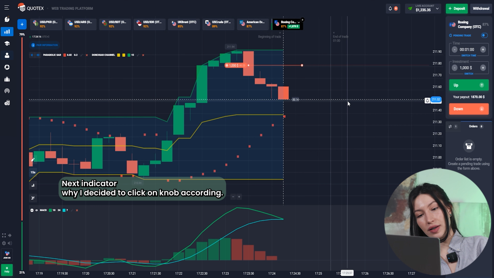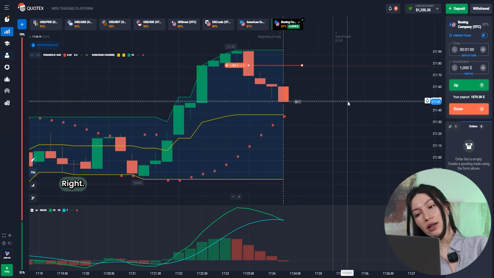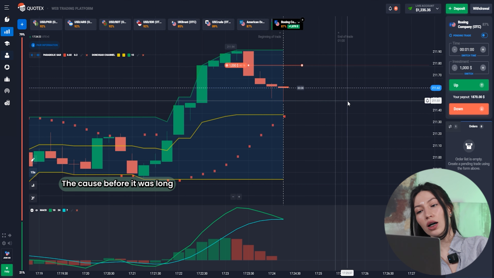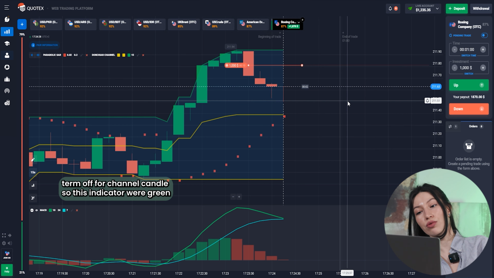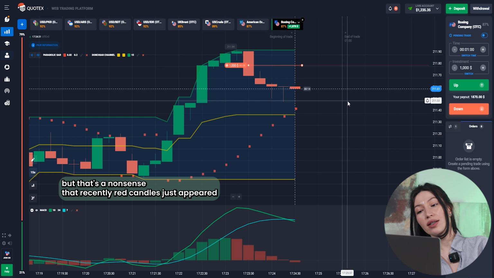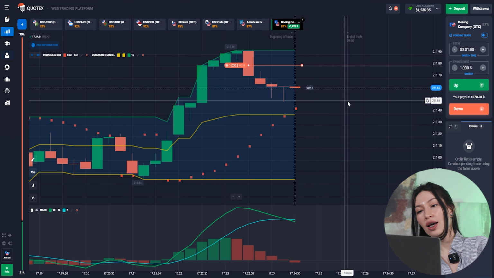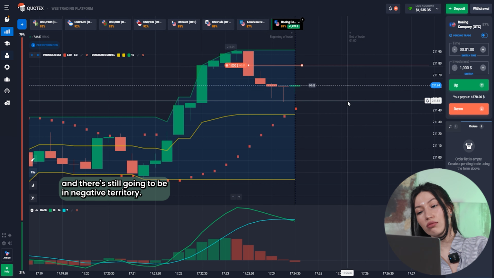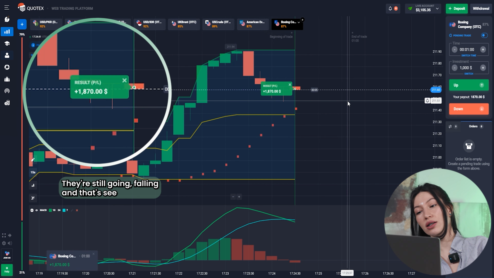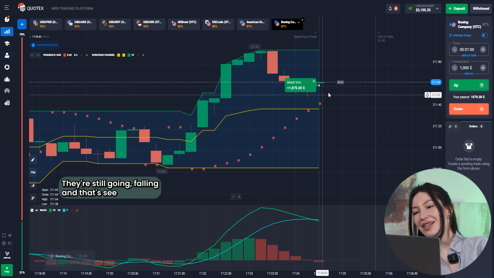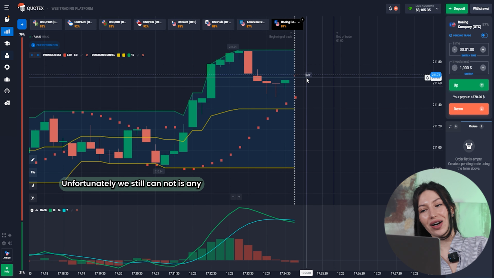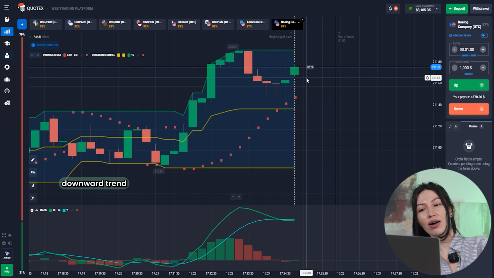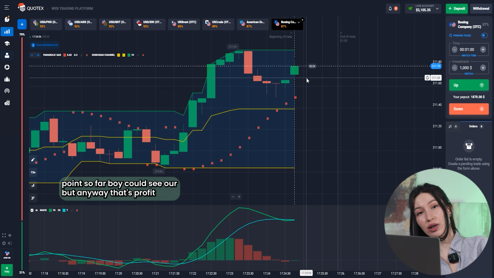The next indicator, why I decided to click, according to, right? That's MACD, because before it was a long-term upward trend, all candles of this indicator were green, but that's nonsense. Recently red candles just appeared and they're still going to be in negative territory, they're still falling, and that's it. That's next profit for us today. Perfect. Unfortunately, we still can't notice any downward trend points of parabolic SAR, but anyway, that's profit for us.